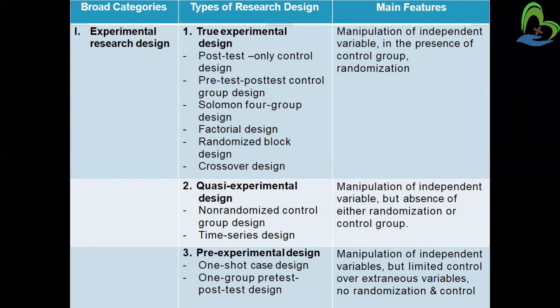So we are aware that quasi-experimental research design involves manipulation. In other words, the element of manipulation is there, but there is a lack of at least one or both of the properties that characterize the true experimental design that we have seen above.